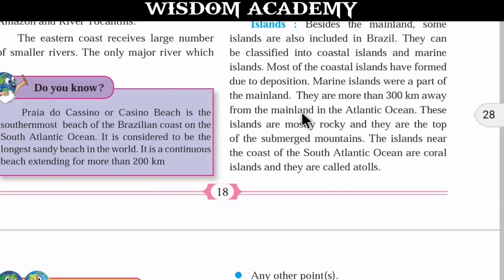More than 3000 kilometers away from the Brazil mainland in the Atlantic Ocean, we are having marine islands. So marine islands are located in the sea. These islands are mostly rocky and they are the top of submerged mountains. So ये islands क्या है? ये mountain के ऊपर के part है. Mountain जो submerge होता है, समुद्र के बीच में mountain होता है, उसका top most part जो हमें बाहर दिखता है, that is island. So these islands are 300 kilometers away from Brazil.